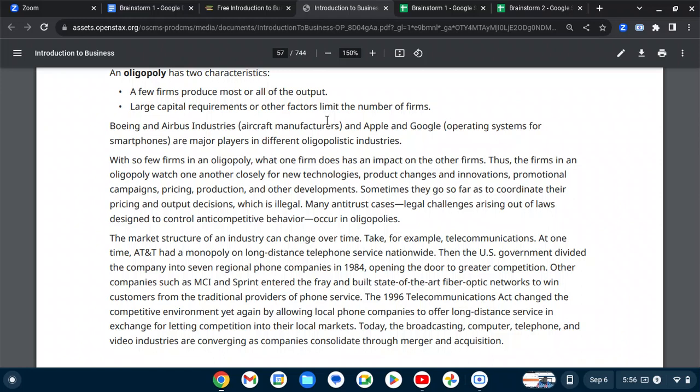The 1996 Telecommunications Act changed the competitive environment yet again by allowing local phone companies to offer long-distance service in exchange for letting competition into their local markets. Today, the broadcasting, computer, telephone, and video industries are converging as companies consolidate through merger and acquisition.